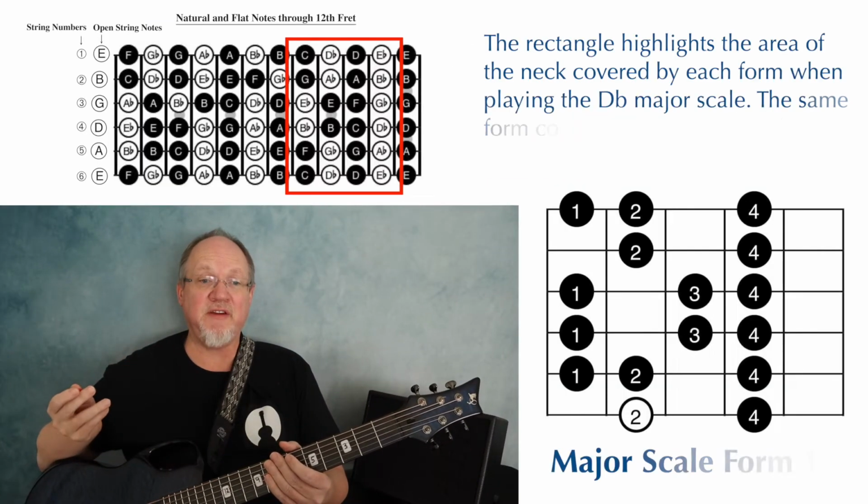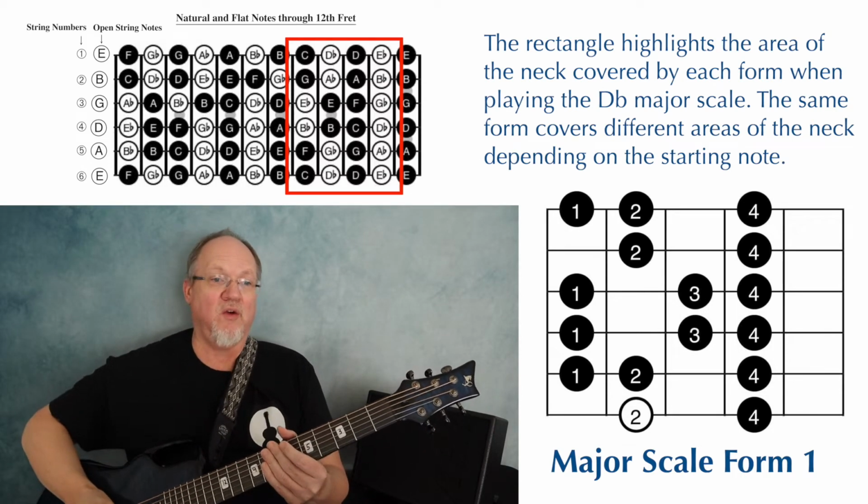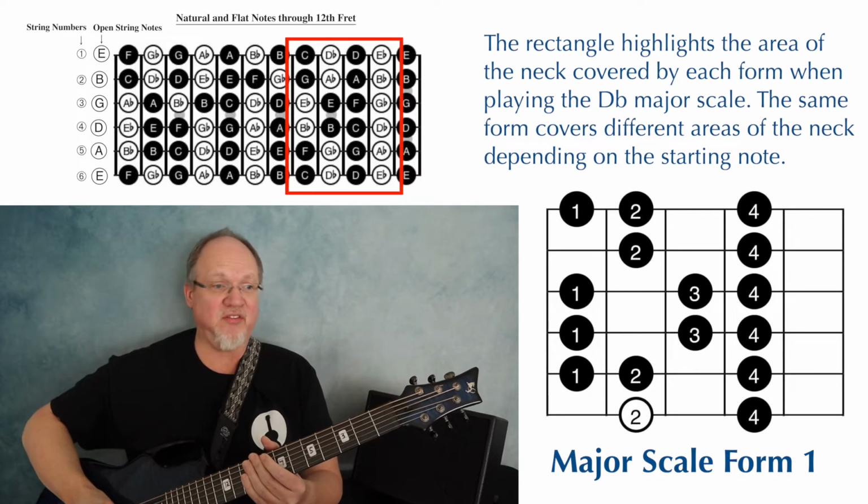I'm going to pick the note D flat. Now, D flat major is typically not a guitar-friendly key, but if you know these scale forms, you'll be able to play in the key of D flat or any other key anywhere on the neck. So I'm going to play a D flat major scale with each of these forms, and I'm going to start with form 1. When I do this, I'm going to recite that whole step, half step pattern.